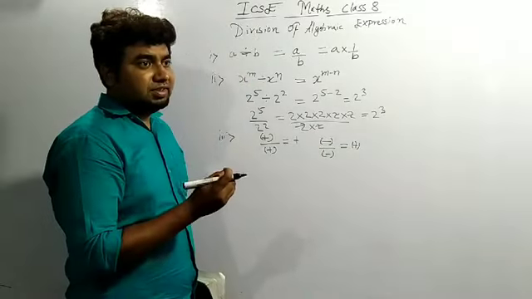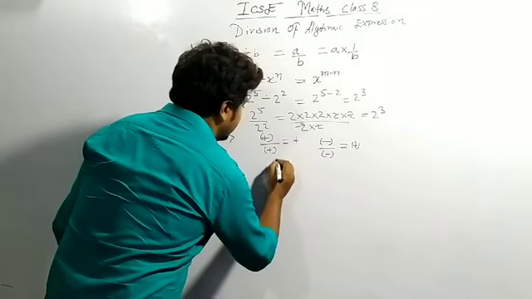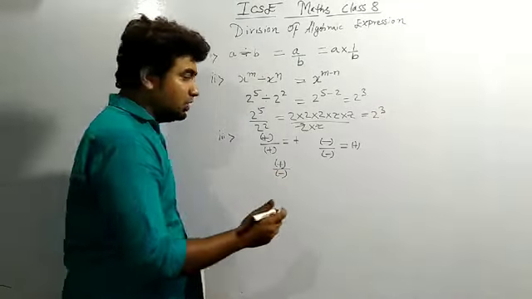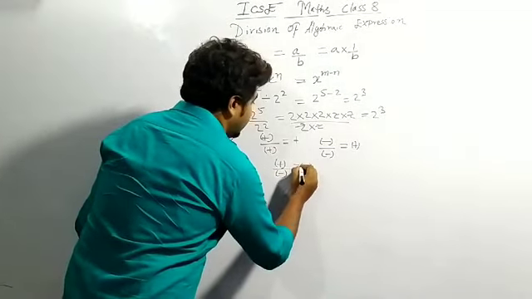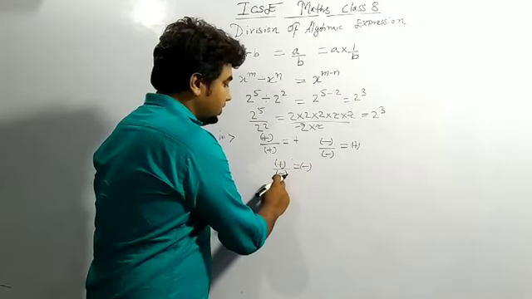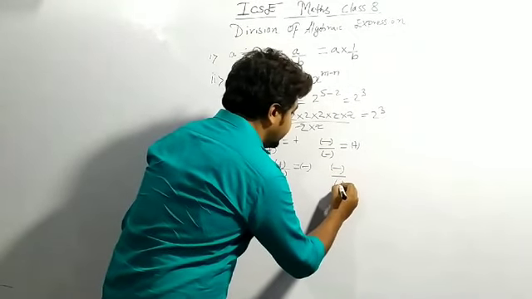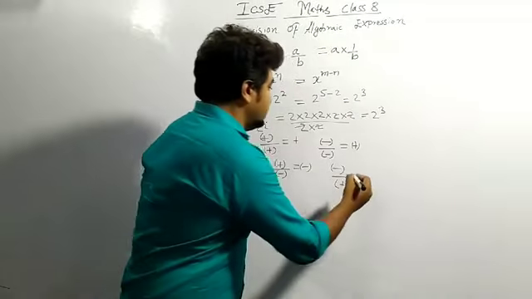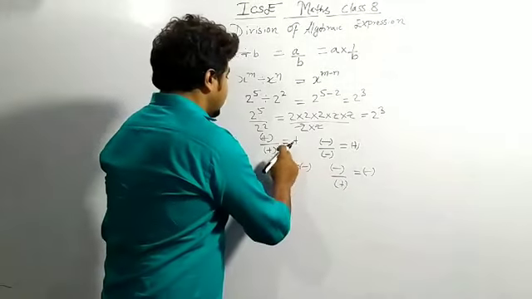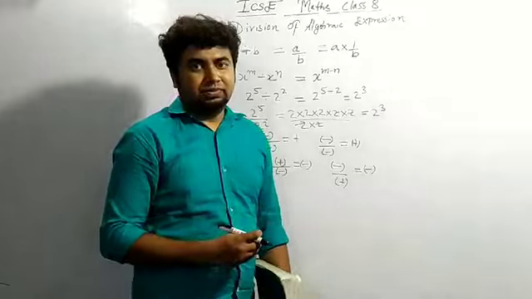If unlike signs are there, then it will become minus. It means if the numerator has plus and the denominator has minus, it will remain minus. That's why I told you unlike signs, the numerator has plus and the denominator has minus, or minus divided by plus, it will also be minus. So these are also the rules related to division.